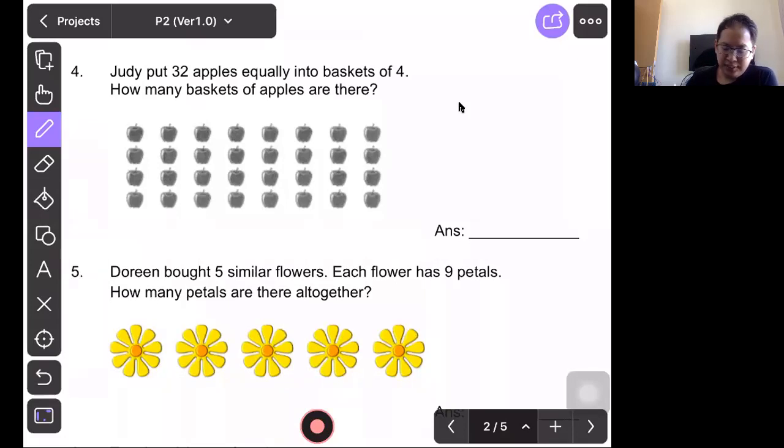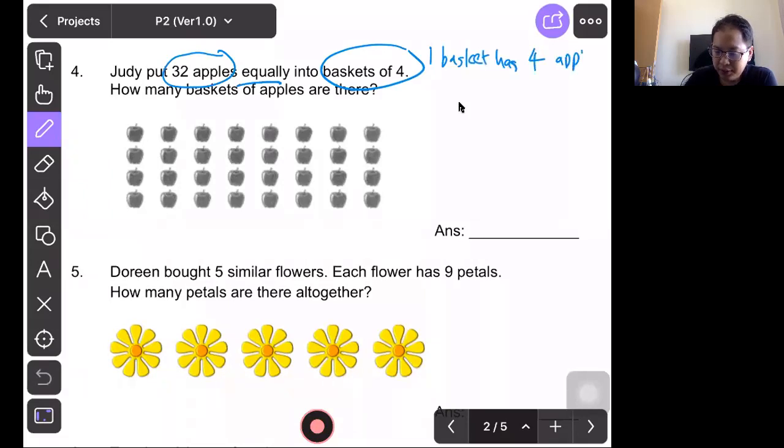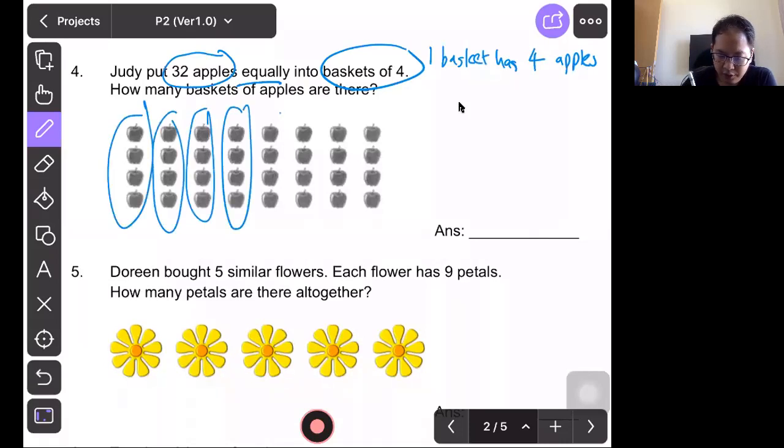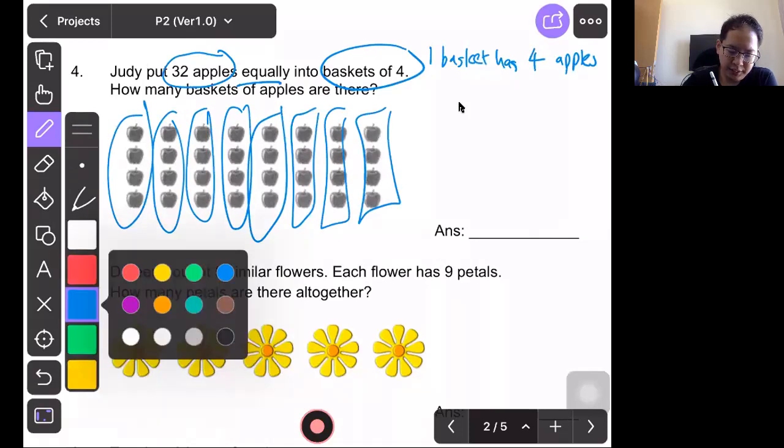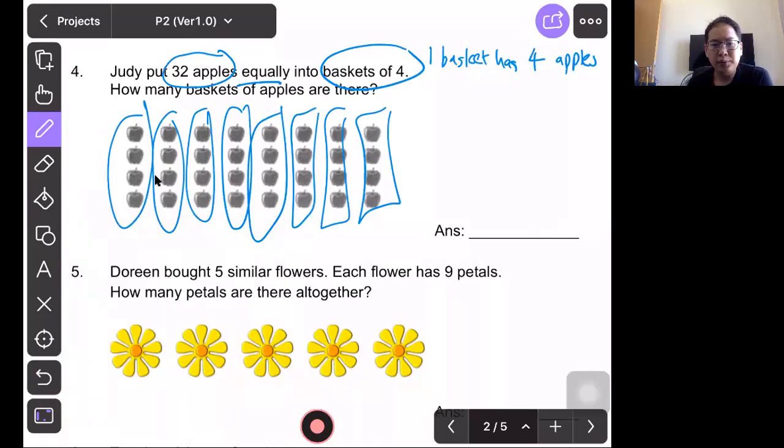So, 32 apples equally into baskets of four. Do you still remember what is a basket of four? A basket of four means one basket has four apples. So we put four, four, four, four, four, four, four, four. So how many baskets are there? 1, 2, 3, 4, 5, 6, 7, 8. 8 baskets of apples. Did you get the answer 8?